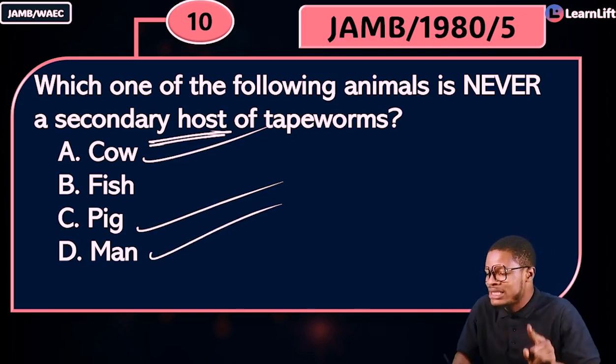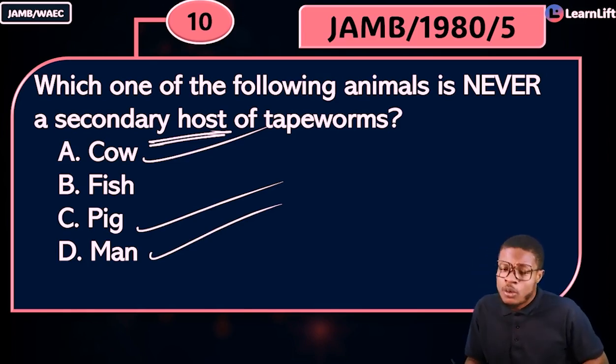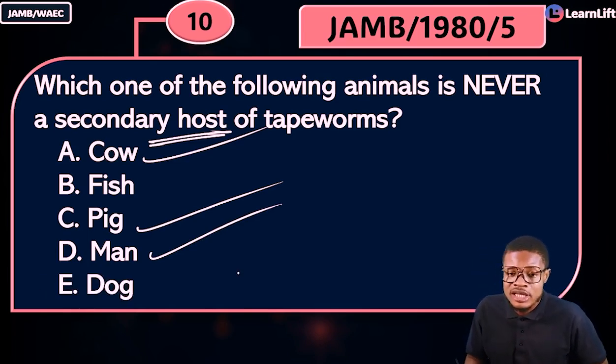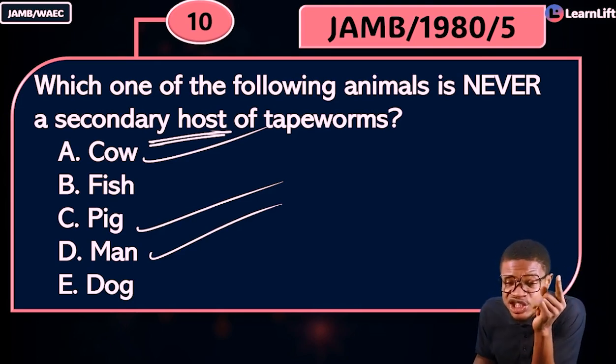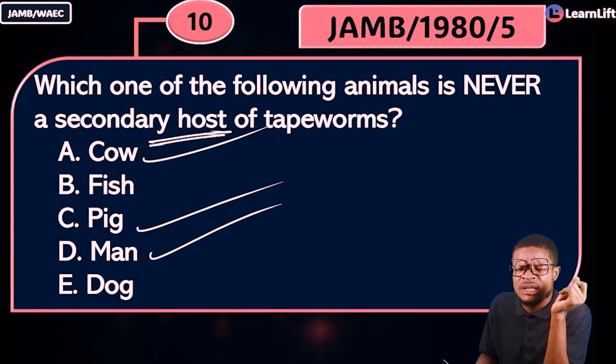Okay, clap for that boy. He said that man is secondary host. What about option E? Is dog a secondary host? You don't know. You see that you are now confused. You don't know whether the answer is fish or dog. Open your ear and listen carefully.